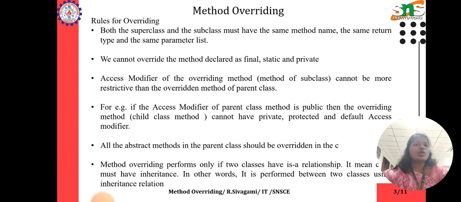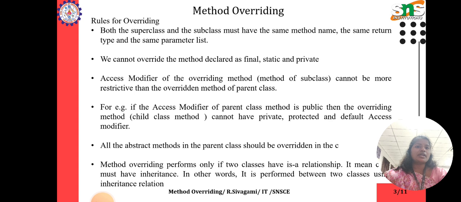The access modifier of the overriding method cannot be more restrictive than the overridden method of the parent class. For example, if the access modifier of the parent class method is public, then the overriding method cannot have private, protected or default access modifier.